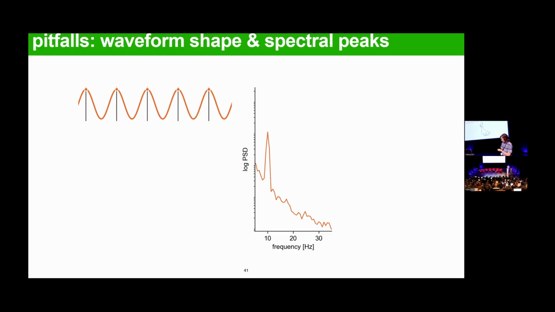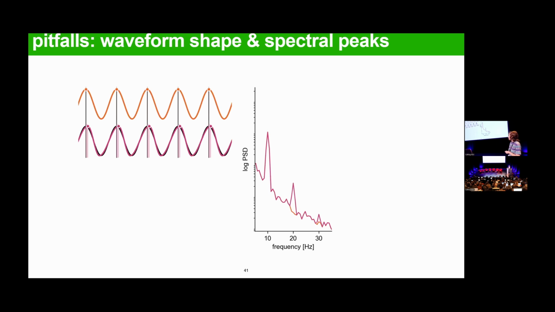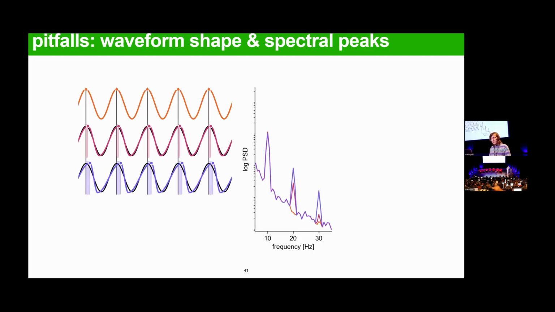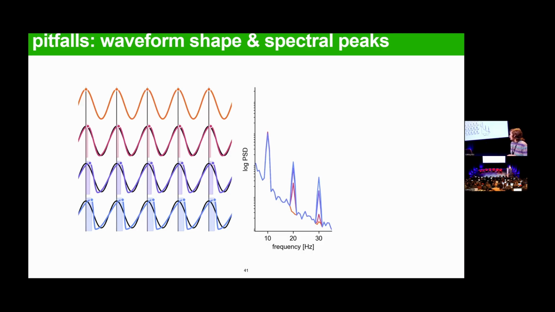So here I have a perfect sine with a little bit of noise on top, and it will give me a singular peak in the alpha frequency. If I have a signal that deviates just a little bit from the perfect sine, it will also generate so-called harmonics, peaks in higher frequency bands. And as there's more and more deviation from this perfect sine, the harmonics will become more pronounced.